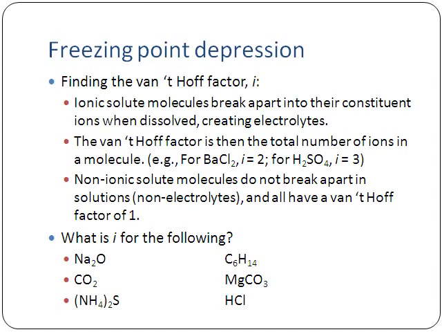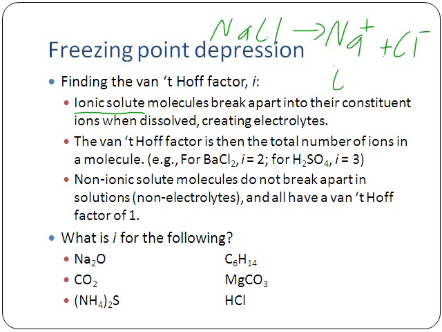If you have an ionic solute, so we're going to talk about ionic solutes to start with. Ionic solute molecules break apart into their constituent ions when dissolved, creating electrolytes. So if I were to have something nice and ionic like NaCl, because of that, it's going to break up into our sodiums. Remember, the sodium is going to lose an electron, so it'll be positive, plus the chlorines, which are going to gain an electron, are going to be negative. So it breaks up into two ions. In this case, for NaCl, the Van 't Hoff factor is going to be simply equal to 2.